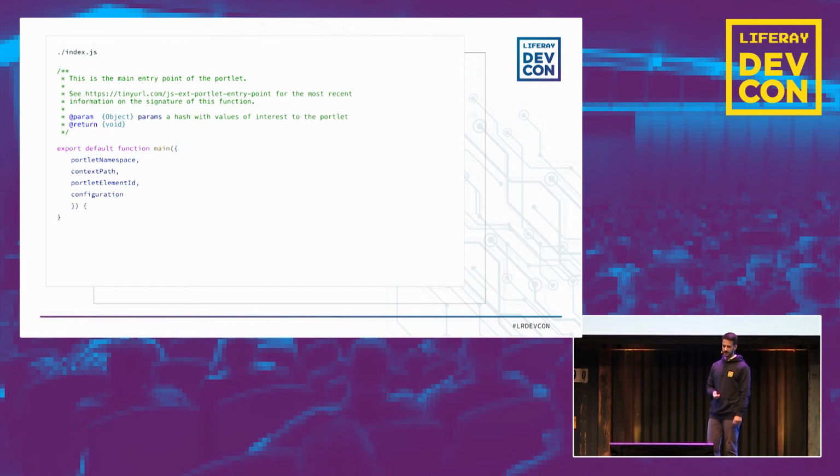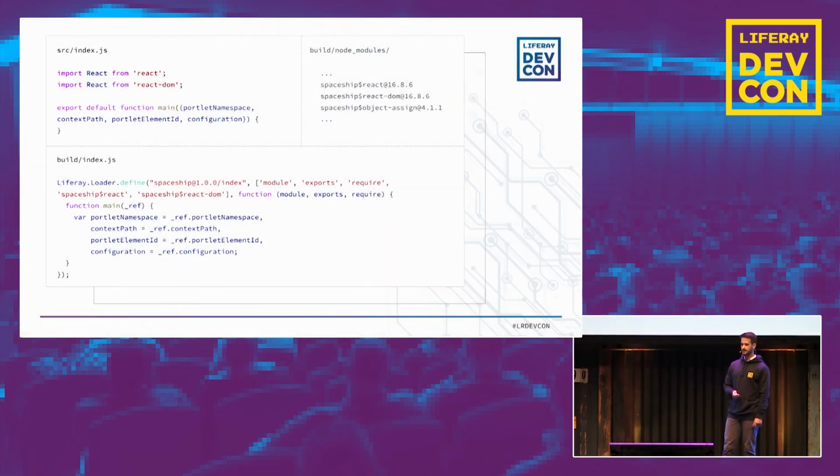So this is the index.js file that was auto-generated for us. And this is the entry point of our project. It has a main function, which we can do whatever we want inside it. And we also receive an object with some properties that we'll be using later. But before we add our changes to the project, let's see what happens with it once we build it.